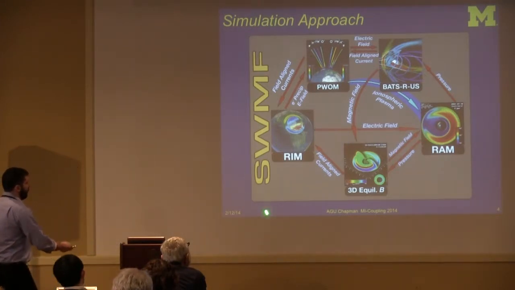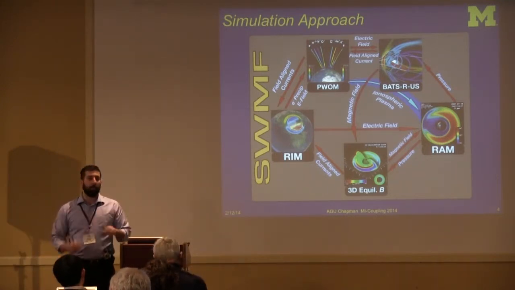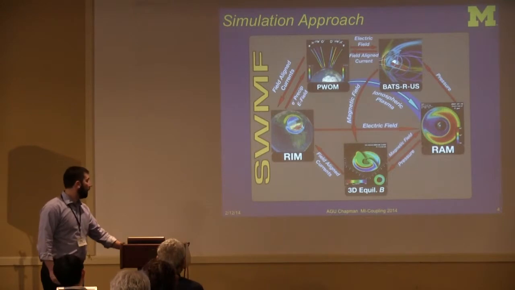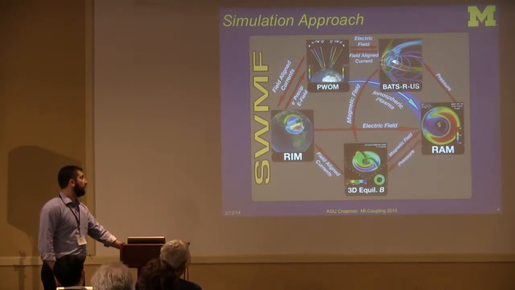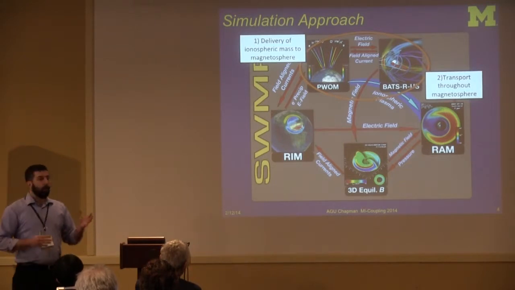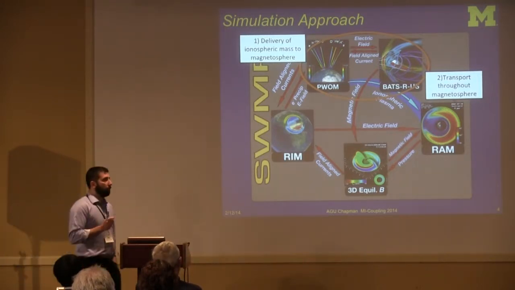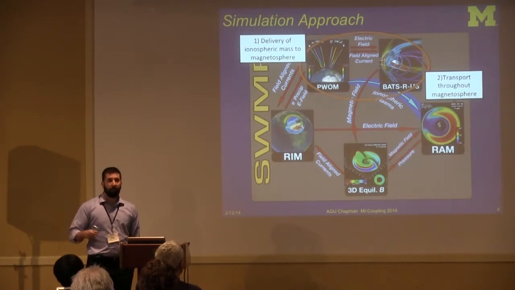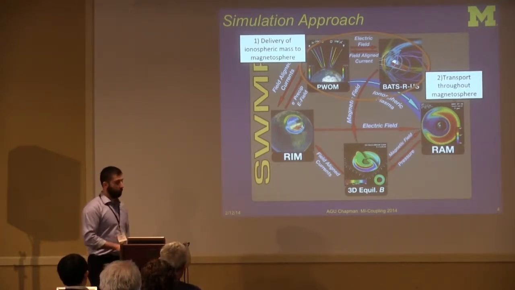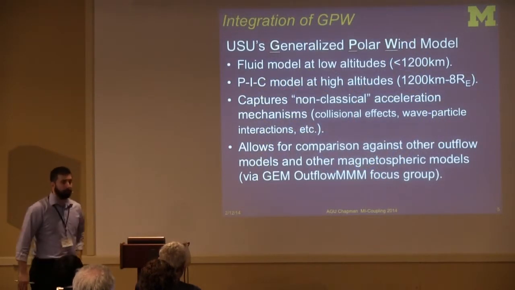At Michigan, we use the Space Weather Modeling Framework that allows us to execute, synchronize, and couple all these models together. But there are many different approaches you can take here. Now, for the science questions I just laid out, we really want to address two areas. One, the delivery of ionospheric mass to the magnetosphere, and two, ensuring that we are getting the most important physics, or the most relevant physics, as we transport that mass through the magnetosphere system. So let's start by talking about number one.